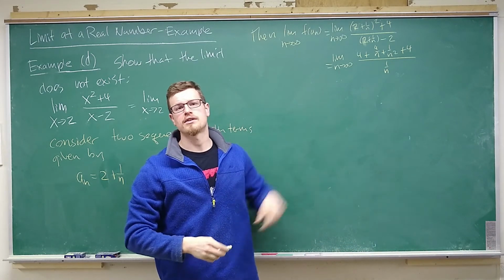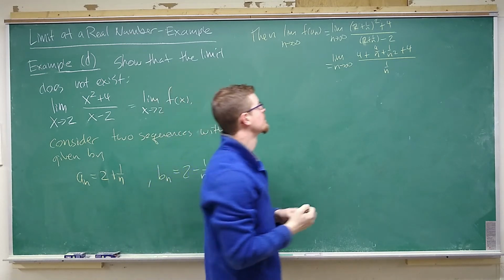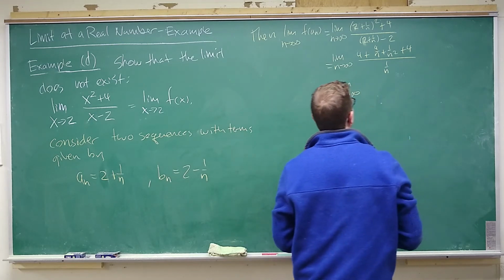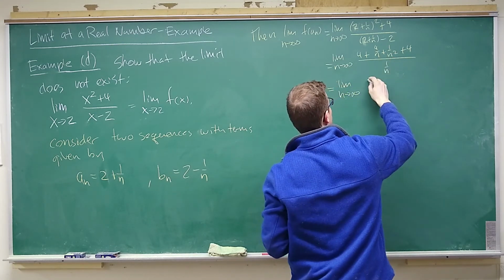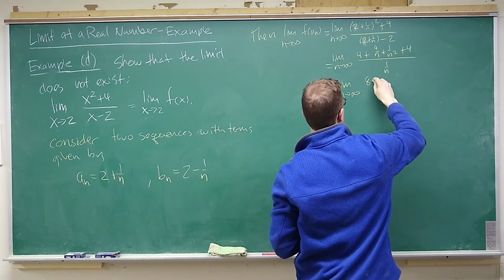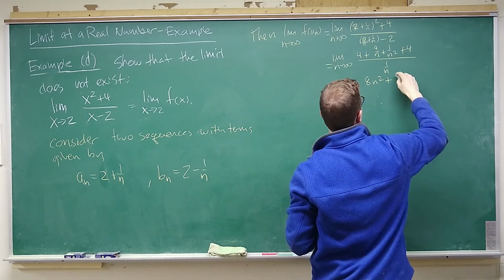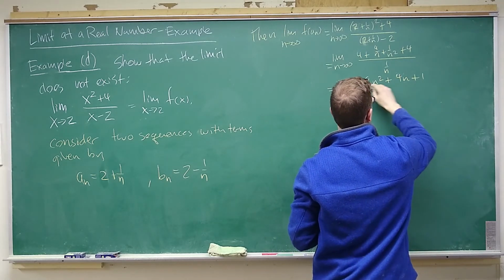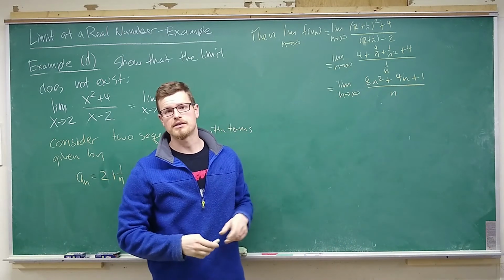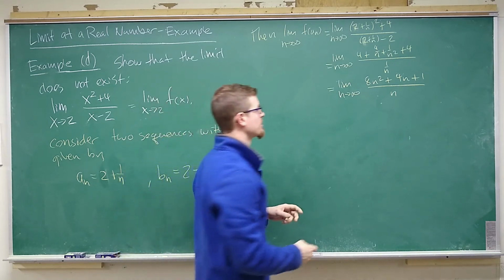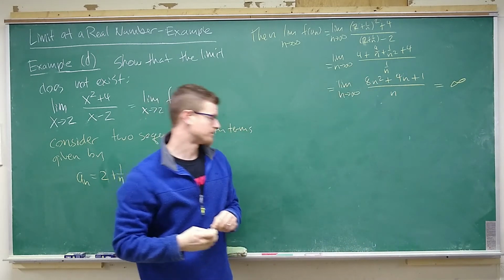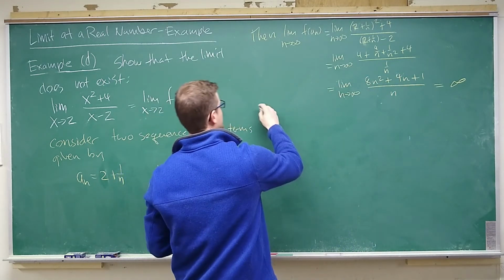I can multiply the numerator and denominator by n squared to give me that this is equal to the limit as n goes to infinity of, in the numerator, 1 over n squared becomes 1, 4 over n becomes 4n, and 4 plus 4 becomes 8n squared. The denominator simply becomes n. Now we have a familiar limit that we can evaluate without any concerns, and this is infinity. No question about it.